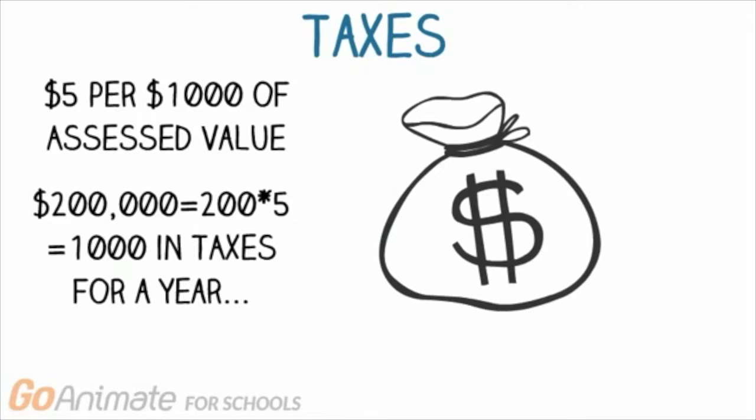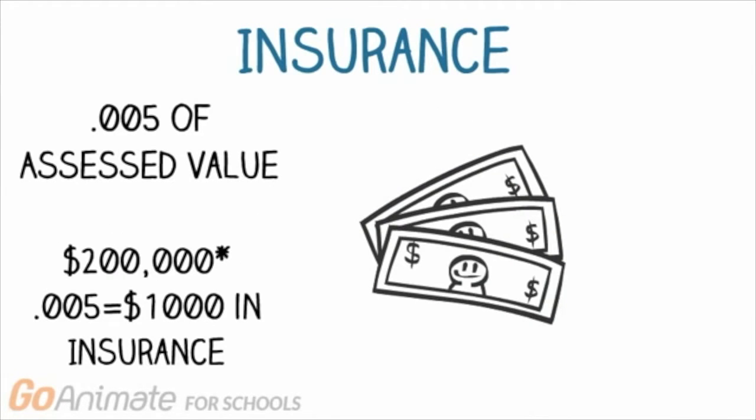So the cost of your taxes then would be 200 times $5 equals $1,000. So your taxes for a year would be $1,000. Now, your insurance really does vary by your insurance company, but often it's about 0.5% of the home value. So if you take 0.005 or 0.5% times 200,000, that's $1,000 a year. So your insurance is going to cost you about $1,000.